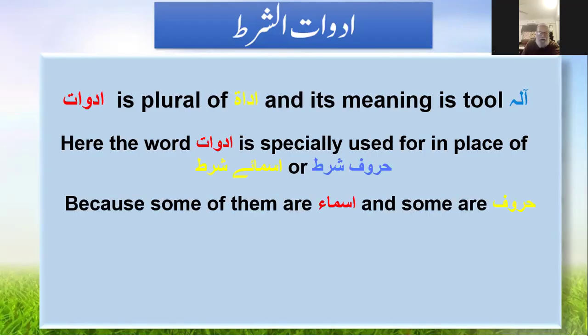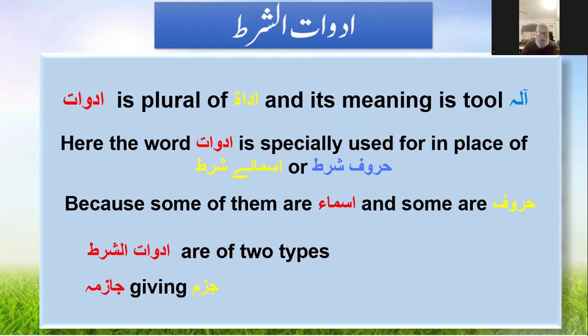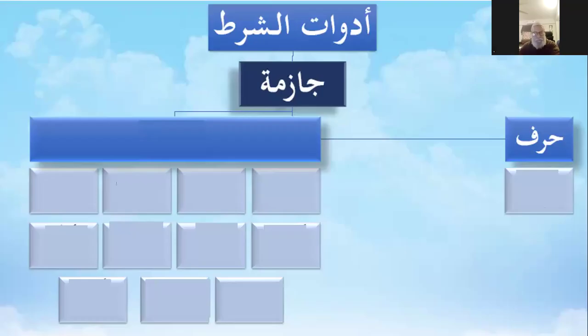They are also called asma shart or huruf shart, because some of them are asma and some of them are huruf. They are not all huruf or all asma. So we say adatu shart, maybe huruful shart, maybe asma shart. Adatu shart are two types: they may be jazima, giving jazm to the mudari' or the verb, or ghair jazima when they do not give a jazm. Among them, the jazima harf is only one, that is in. In means if. It comes as a harf shart.